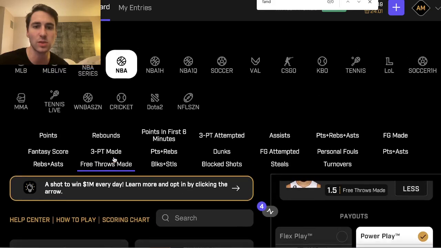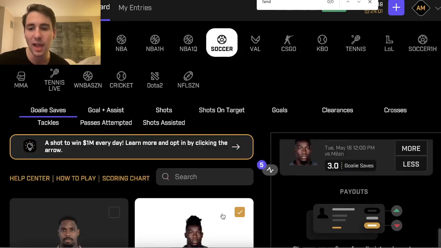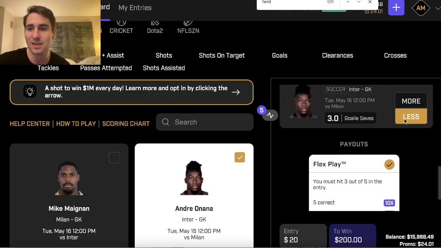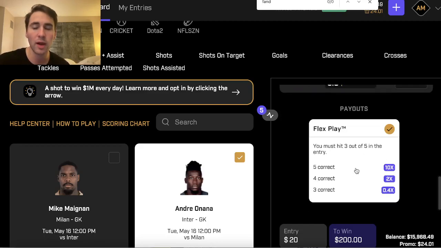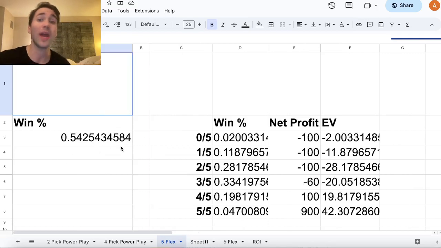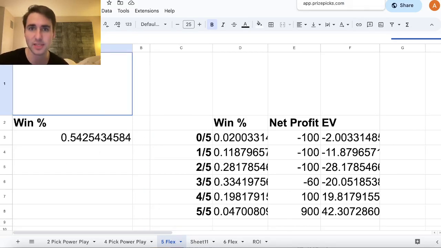So it doesn't matter if I switch this to a soccer pick. It won't matter at all. If you go 5 for 5, you get a 10x payout, 4 for 5, 2x payout, 3 for 5, 0.4x payout. PrizePicks is a fixed payout platform. So what you can essentially do is reverse engineer, and I know it sounds complicated, but it's really not, and I'll put the spreadsheet in the description, is you can back out what percentage of my picks I have to win to be profitable on PrizePicks.